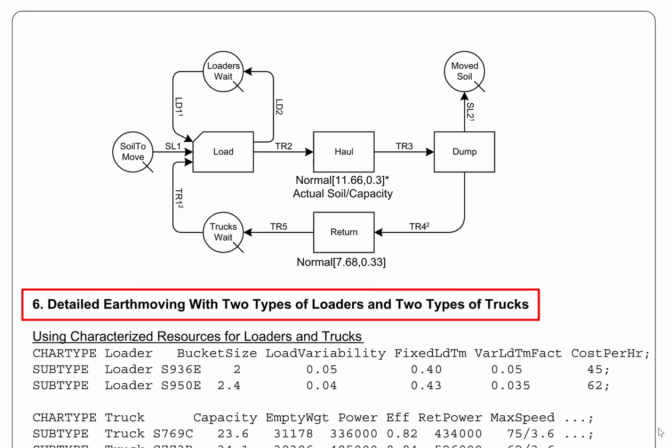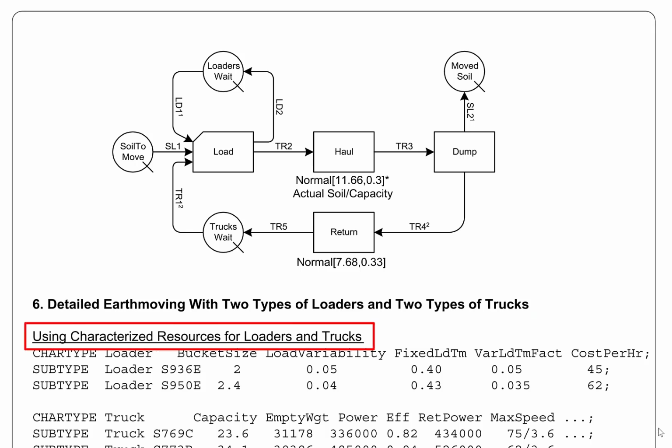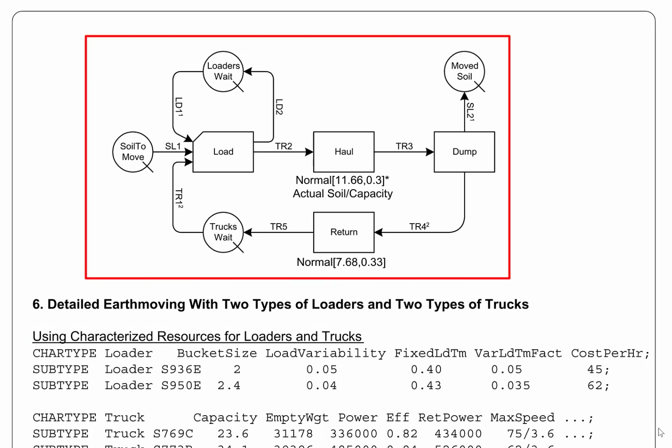Model 6 of the tutorial is the first model to present a detailed earth moving using two types of loaders and two types of trucks. These equipment are modeled using characterized resources. The network for Model 6 is similar to the networks for the previous models and does not show the changes in the modeling of resources. These changes are made evident only if we look at the statements that describe the resources used by the model.